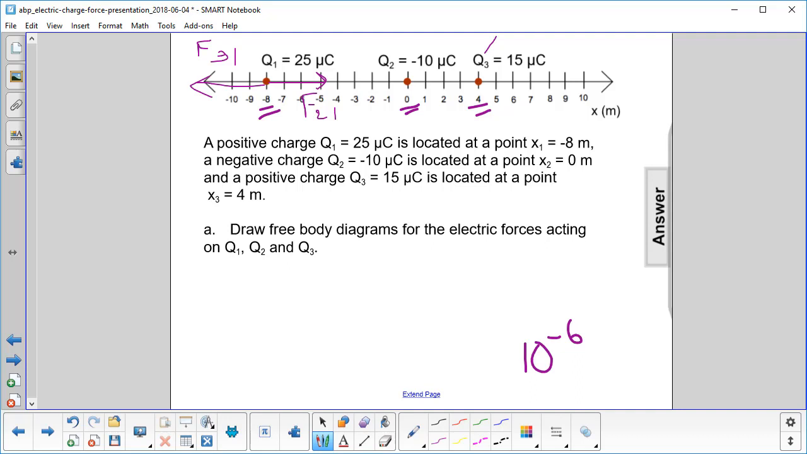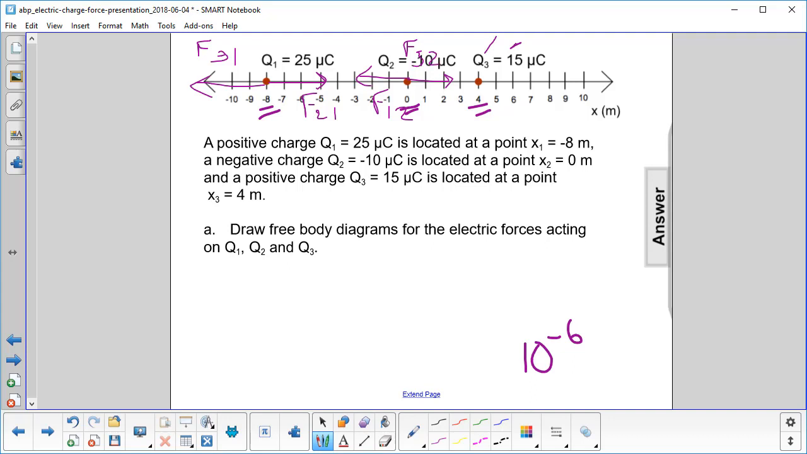Now let's go to Q2. Q2 is negative. Q1 is positive. It will attract Q2. So that is going to be the force that 1 exerts on 2. Q3 over here is positive. That also will attract Q2. So that'll be like this. That will be the force that 3 exerts on 2.